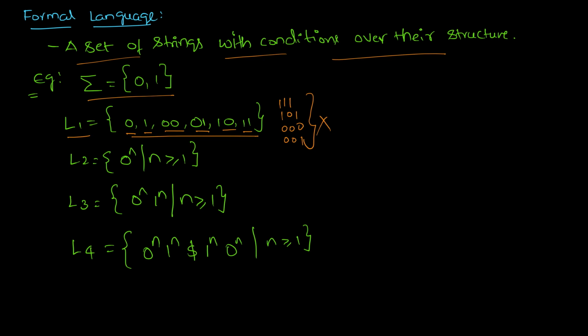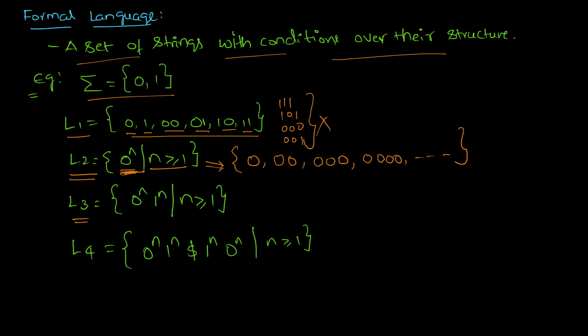Let's consider another example, L2. Here we can see that each string should be of the form 0 power n, where n is greater than or equal to 1. So let's write what all the strings are in the language. The strings like 0, 00, 000, 0000, and so on. All strings of this format will be in this language. Any string other than this format will not be in this language.